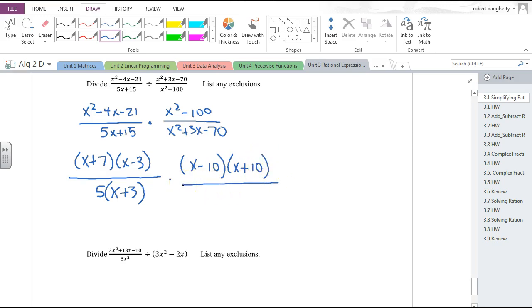Now I look at that numerator, excuse me, the denominator. This one I may need to write down. What are the two numbers that multiply to negative 70 and add to positive 3? It's what, 10 and 7, positive 10, negative 7. So this is x plus 10, x minus 7.